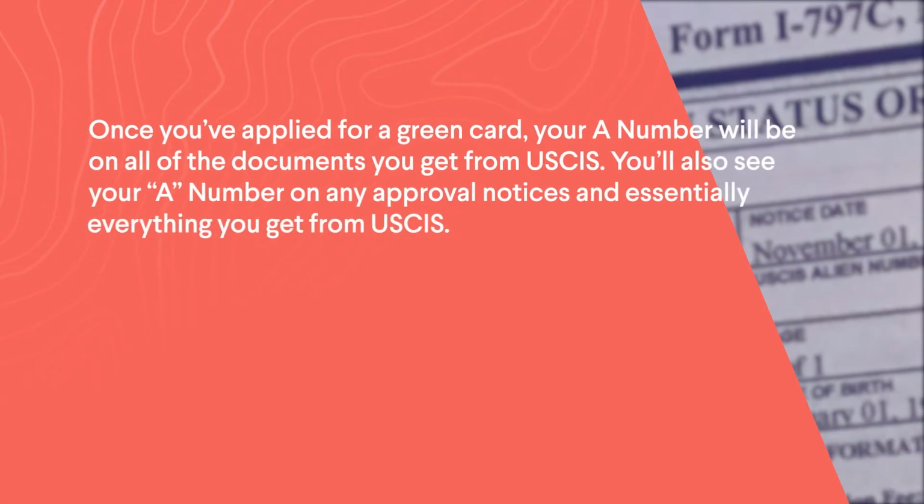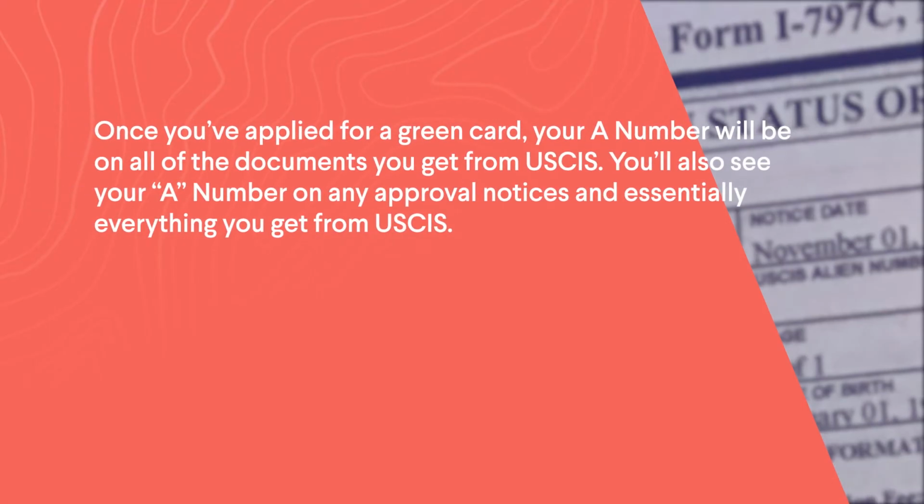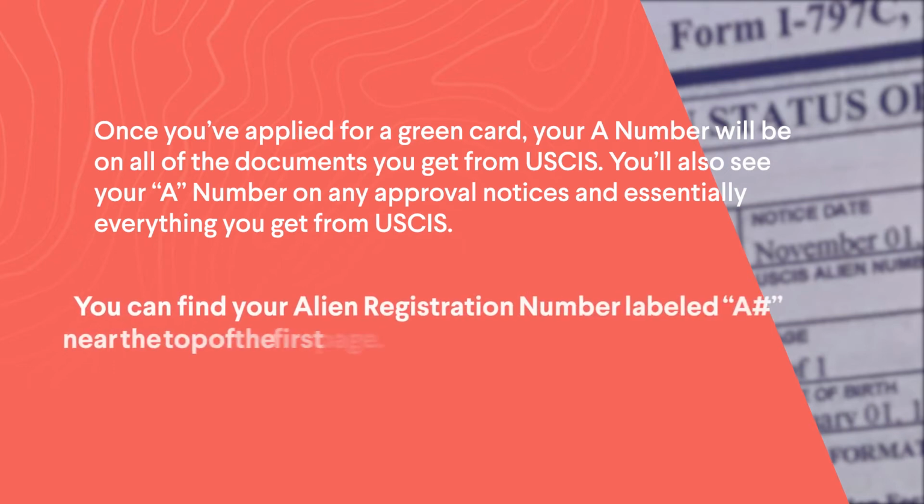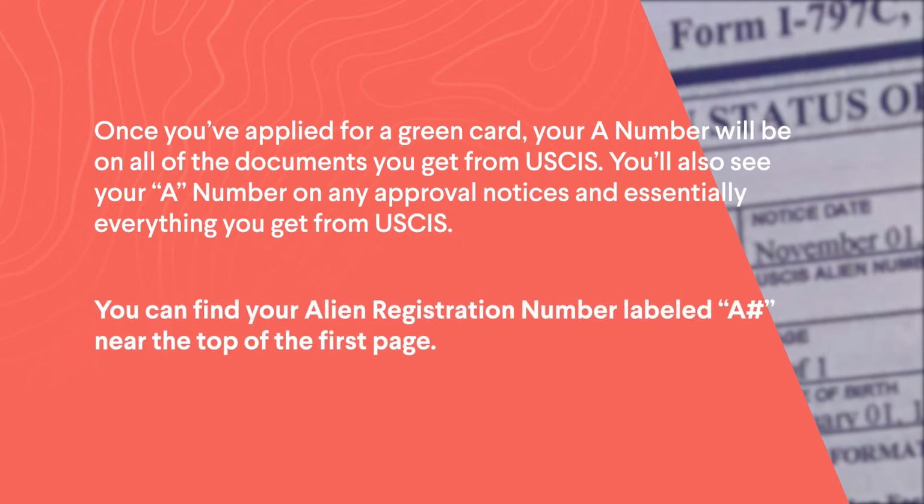How do I find my alien registration number? Once you've applied for a green card, your A number will be on all of the documents you get from the USCIS. You'll also see your A number on any approval notices and essentially everything you get from the USCIS. You can find your alien registration number labeled A hashtag near the top of the first page.